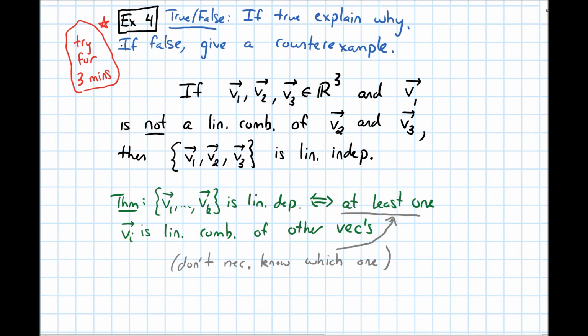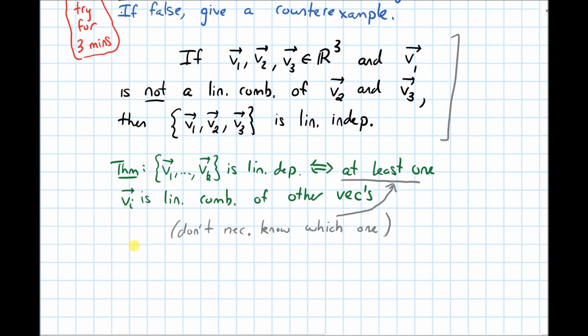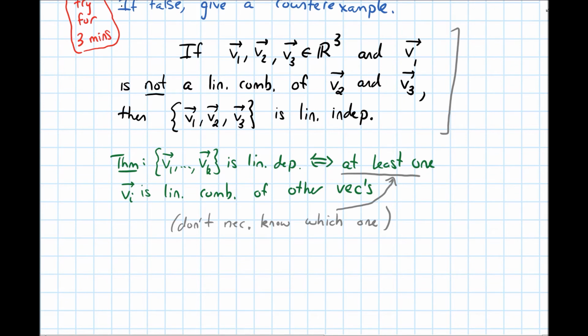So with that statement in mind, if I revisit our problem, it says that v1 is not a linear combination of the other two. But it doesn't say anything about v2 and v3 and whether they may or may not be linear combinations of the others. And that's the key thing that we want to try to exploit. Because our problem statement doesn't match up exactly with what this theorem is saying, there's a discrepancy, it's making me think that this is false, that we can find a counterexample. And it turns out it is false.